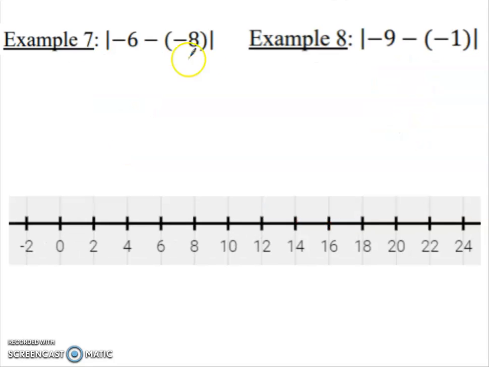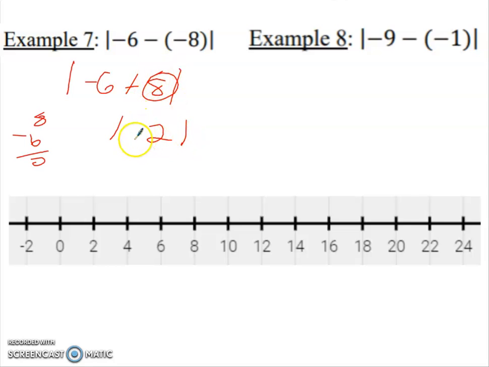Continuing on, -6 minus -8. Again, change it to addition of the opposite. So I'm going to take -6 and do 8 minus 6 because they have opposite signs, so I'm going to subtract them. Since 8 is the bigger number, I get the absolute value of +2. Again, 2 is right here. It's 2 units away from 0.